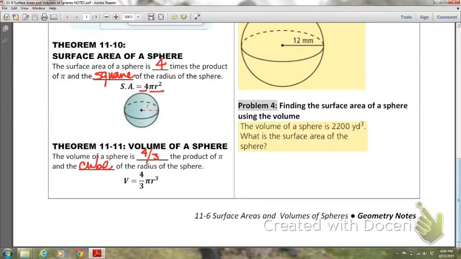So just remember to keep these straight. Area is always squared, so your formula for area has the radius squared. Volume is always cubed, so your formula for volume has the radius cubed in the formula. So let's look at some problems.